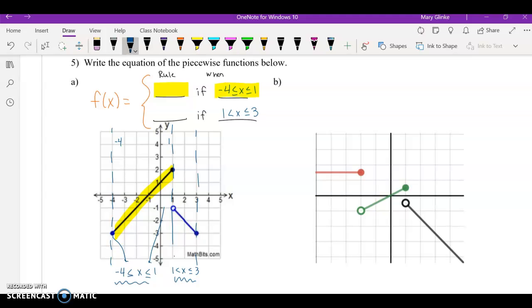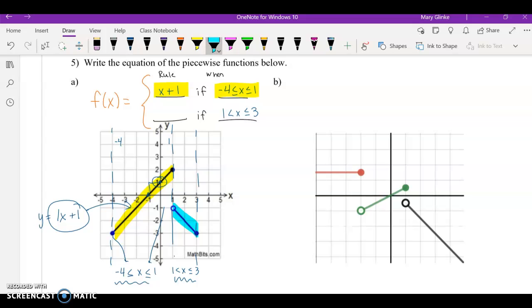So this is a matter of taking a look at this equation and figuring out what is my slope and what is my y-intercept. So if you count this here, my slope here is 1 and my y-intercept is 1. So this 1x plus 1 is our rule for that section.